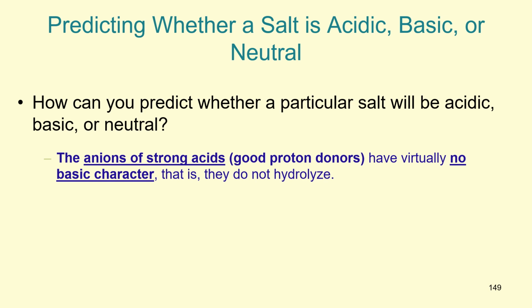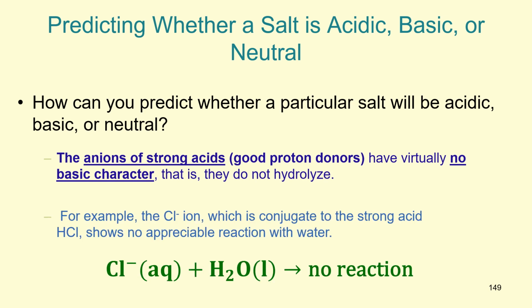And then the anions of strong acids, therefore, have no basic character. In other words, you can ignore them. So those are our 6 negative ions: Cl negative, I negative, Br negative, NO3 negative, ClO4 negative, and HSO4 negative. So any of those 6 in water have no reaction, and so basically we can ignore them.